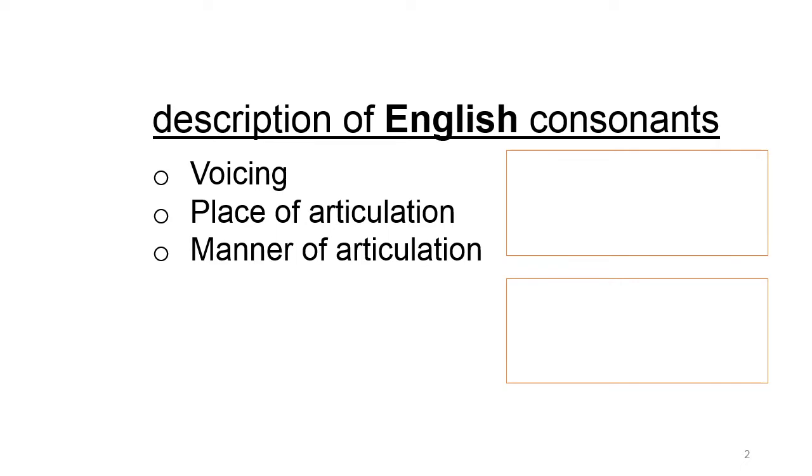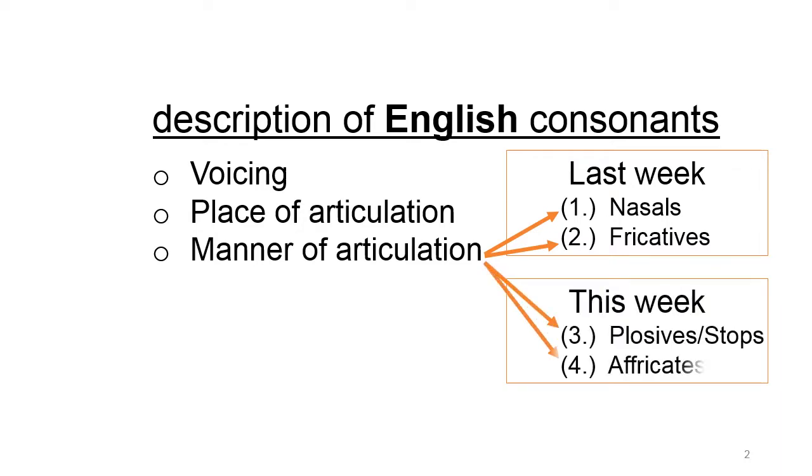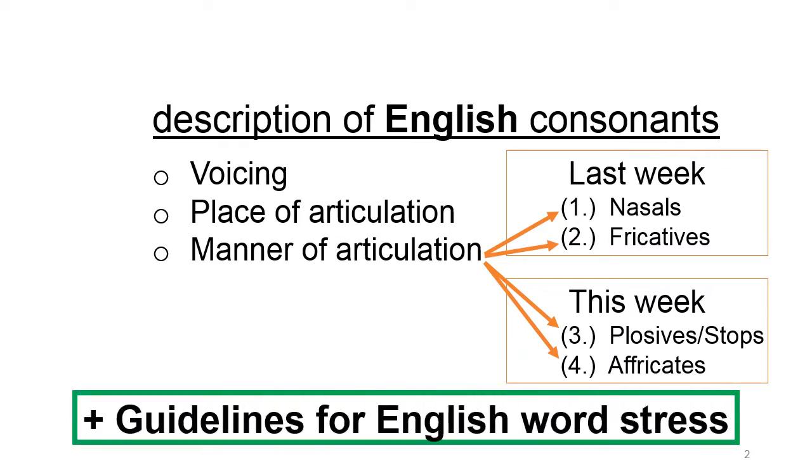Then we studied two manners of articulation related to English consonants. The first one was nasals, and the second one was fricatives. This week we have two more manners of articulation, stops or plosives, and affricates. We also have some guidelines for English word stress. Guidelines, not rules.